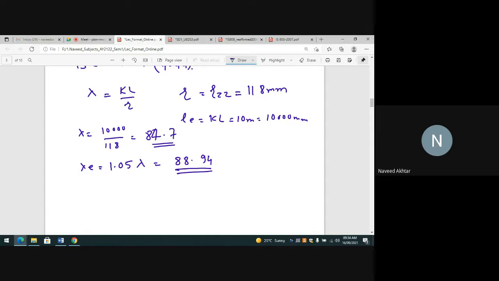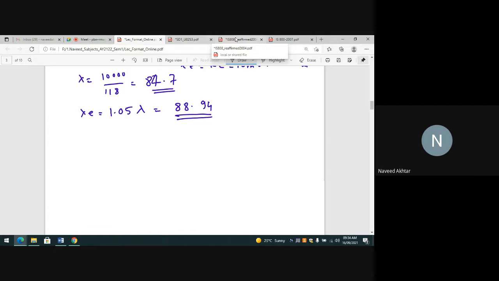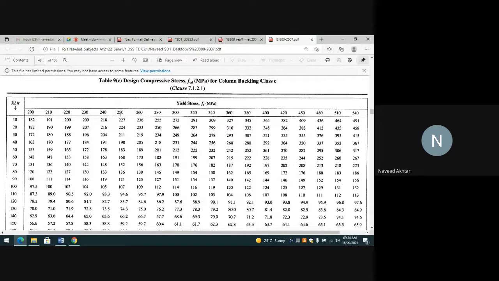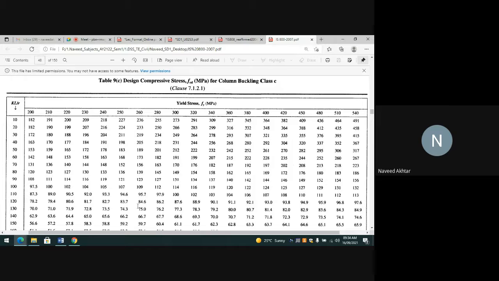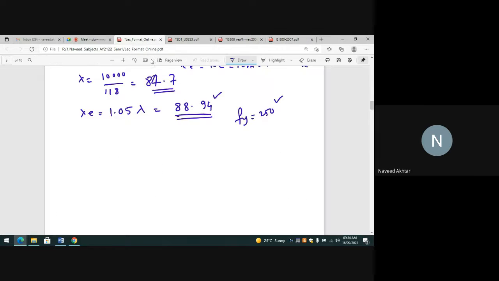So FCD is given in table for FY 250. In case our FY is 250, lambda you know, FY you know, you can easily find out the FCD from the table. And our lambda is 88.9. But here the value for 89 is not given, so 80 or 90 is given. Value for 80 and 90 we will take. For lambda 80, the FCD is 136, and for 88.9 it is not given. For 90 it is given 121.